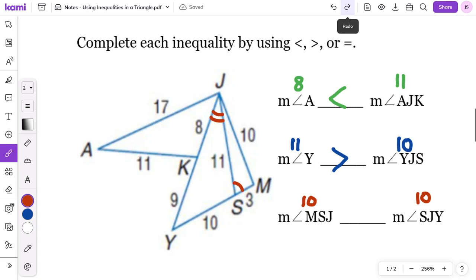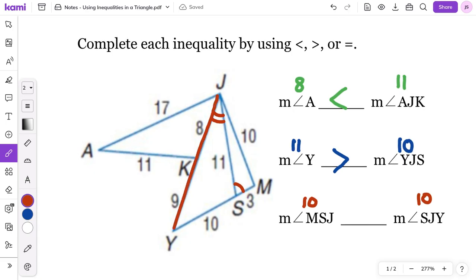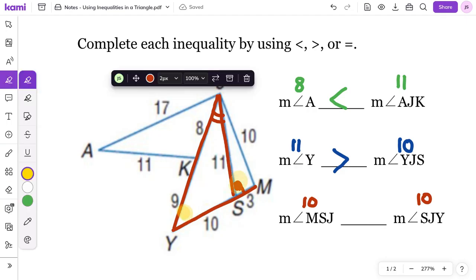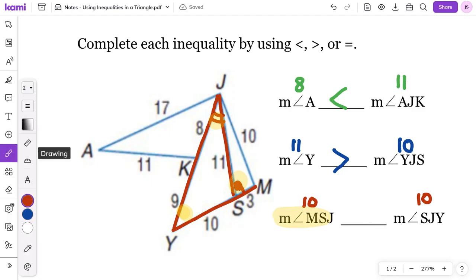Since these are different, we want to think back to something else from earlier in the video that we could use, and that's going to be the exterior angle inequality theorem. Angle MSJ is an exterior angle, which means it must be greater than its two remote interior angles, which would be angle Y and angle SJY. So since angle MSJ is the exterior angle and SJY is one of the remote interior angles, that first theorem from the video tells us that this must be a greater than sign. And if you want to make a little note to yourself, the reason for this is the exterior angle inequality theorem.